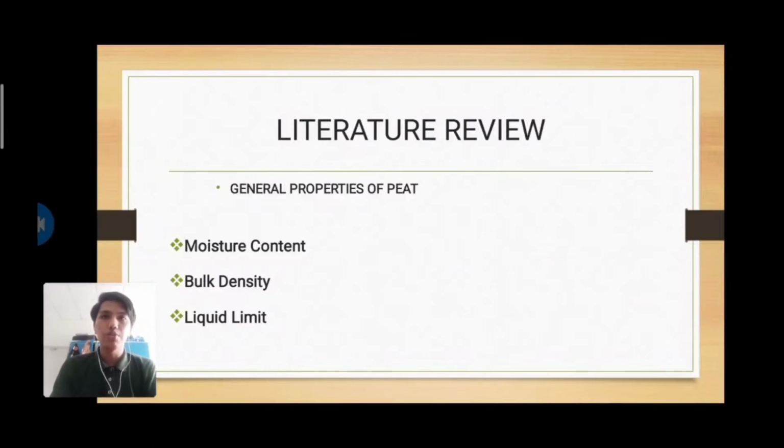Third is liquid limit. Differences in the liquid limit of peat depend on the type of plant detritus, degree of humification and clay content. As for the liquid limit of peat in Malaysia, it ranges from 190 to 550%.